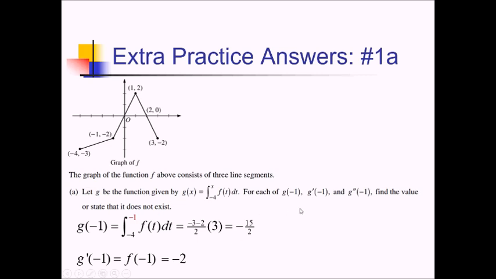And now finally, g double prime of -1, that's going to be the slope at -1 on the graph of f, because g double prime is what we're finding here. That's going to be f prime of -1. So f prime, let's see here, slope at -1 on the f graph to find g double prime. Well, we have a corner there, so this actually does not exist.